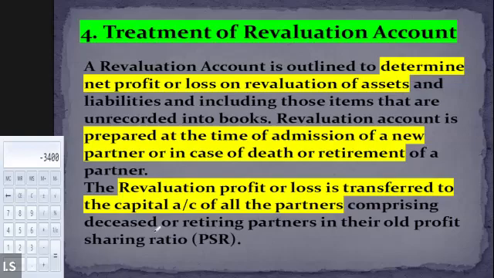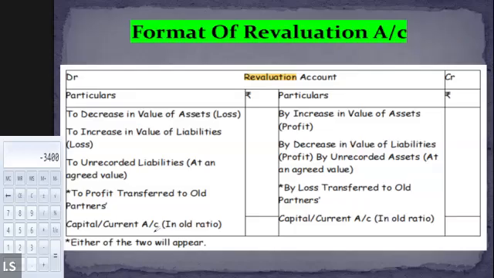After that, we understood the format of the revaluation account, which, like any other account, has two sides, the credit and the debit side. On the debit side, we record all such events that lead to the decrease in the value of the asset or increase in the value of the liability. Whereas on the credit side, we record all such events which cause an increase in the value of the asset or decrease in the value of the liability.